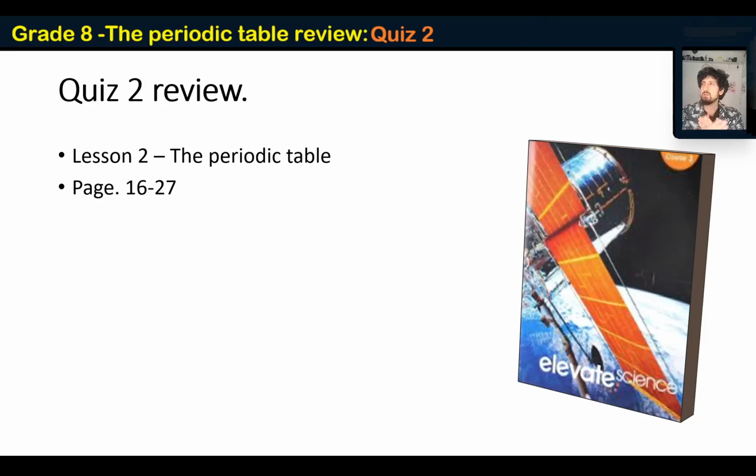So this is lesson 2, the periodic table. It is pages 16 to 27 in your book, this guy here. And so let's just dive right into it.